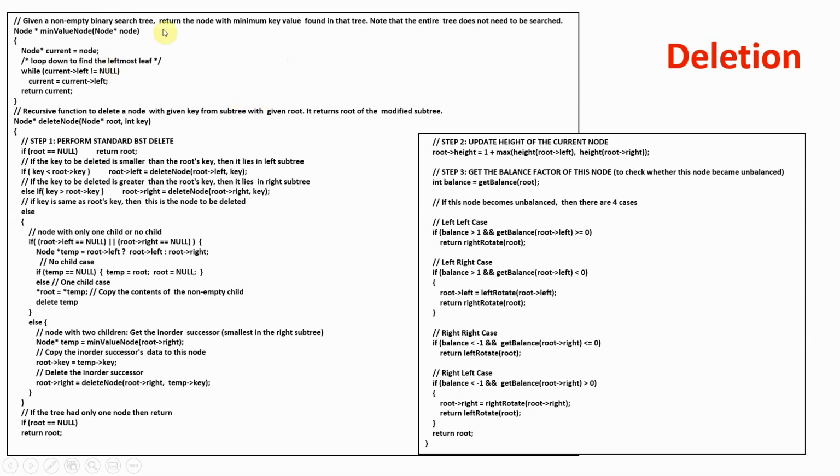So here we're using the successor, right? That's why we want to find the minimum value. Or you can also use the predecessor, right?